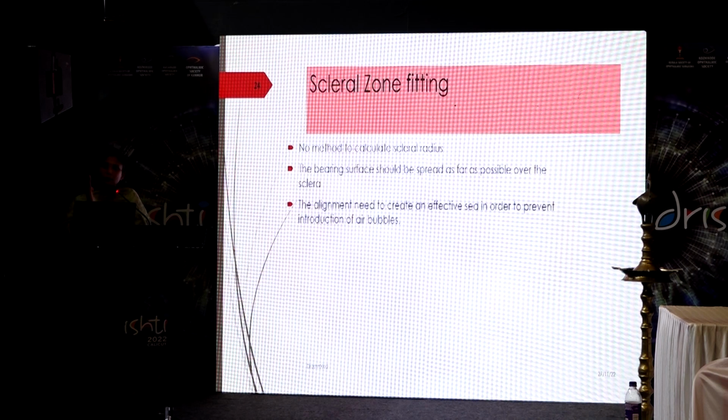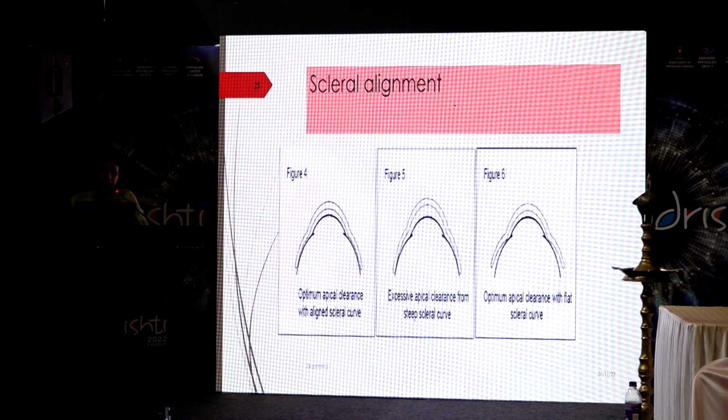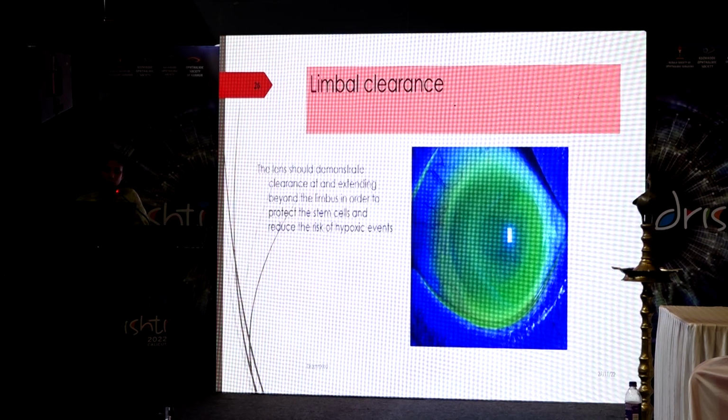You have to look at the profile of the cornea and decide whether you need to go for a low sag, mid sag, or a high sag value. Scleral alignment is very important. You should have optimal apical clearance with an aligned scleral curve. Figure 5 shows excessive apical clearance with a steep scleral curve, and figure 6 is optimal apical clearance but with flat sclerals. Both are extreme conditions and not advisable to go in for such fits.